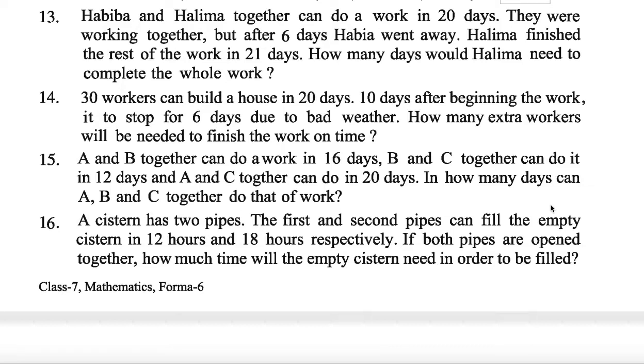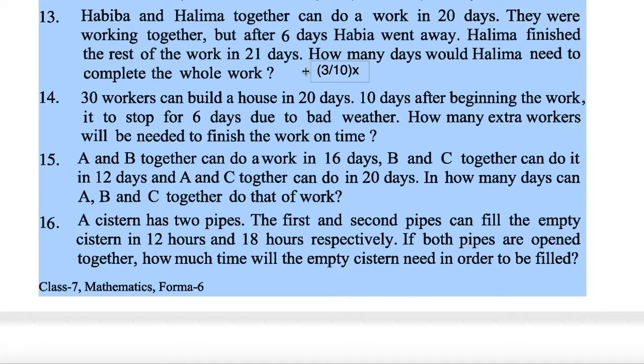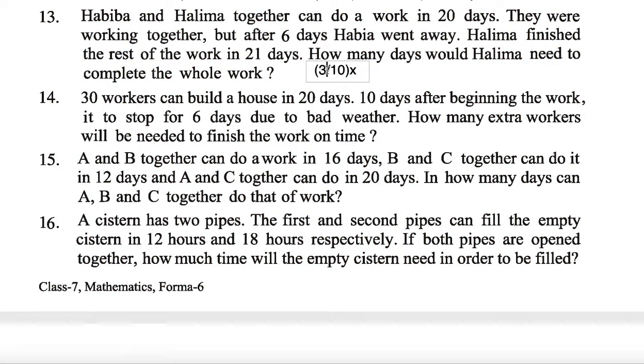Initially, they started working together up to 6 days. Okay. So, how much portion of work is completed in 6 days? In 6 days, together they can complete x by 20 in one day. So, they completed 6 by 20 fraction of work in 6 days. That is 3 by 10. 3 by 10 x is completed in the 6 days. Okay, in 6 days. So what is left over? 7 by 10 x is left over for Halima to finish off.